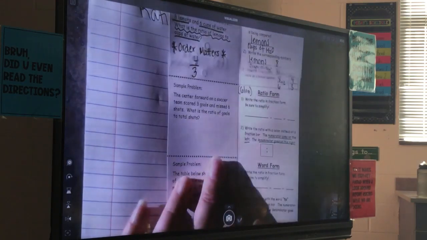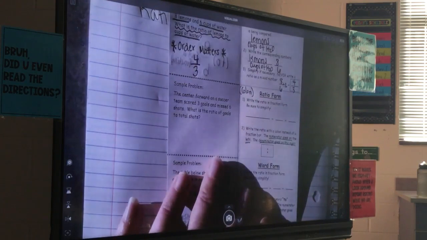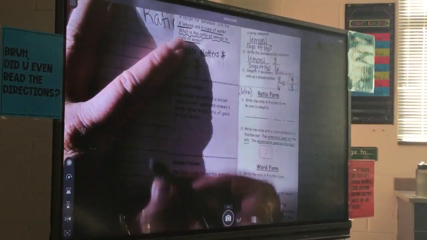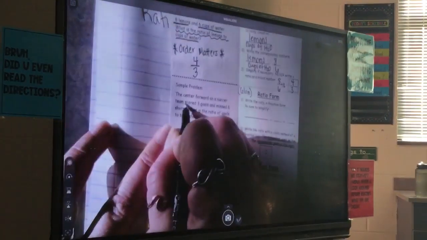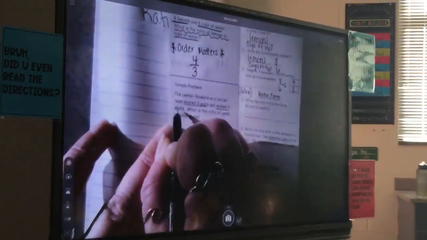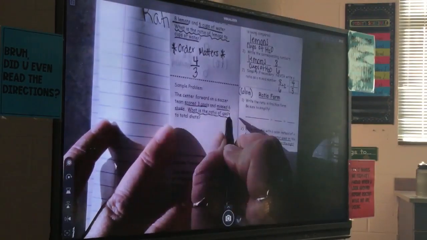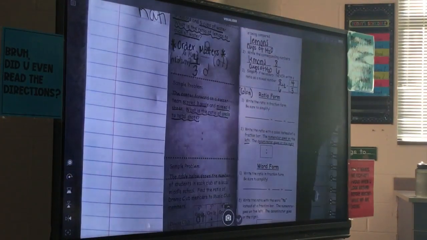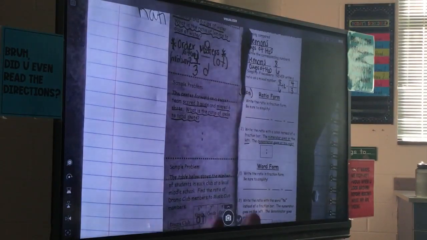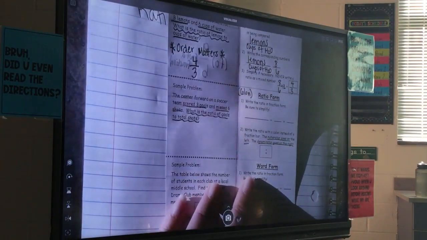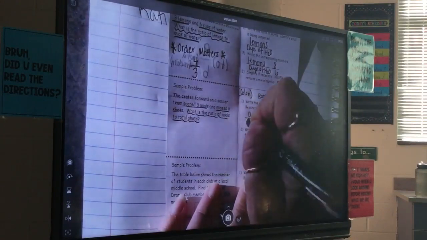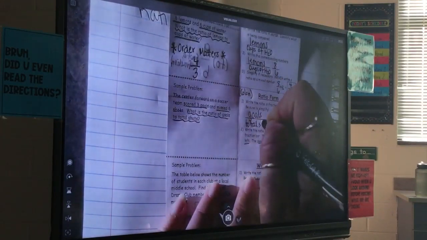All right, so it says the center forward on a soccer team scored 3 goals and missed 6 shots. What is the ratio of goals to total shots? All right, so we know that he scored 3 goals, he missed 6 shots, and the question is asking us the number of goals to total shots. So be careful with this one. All right, so over here, we know that we're writing goals, and we know that we're writing total shots.